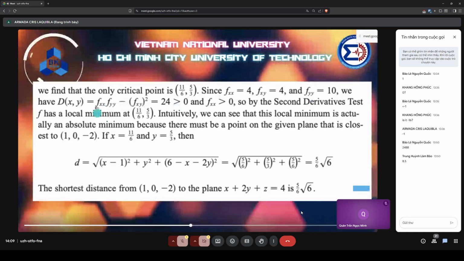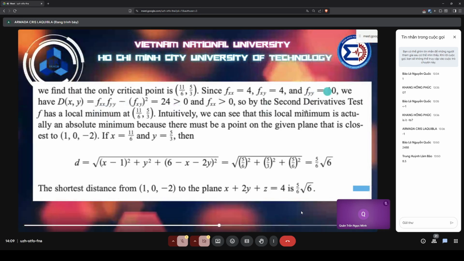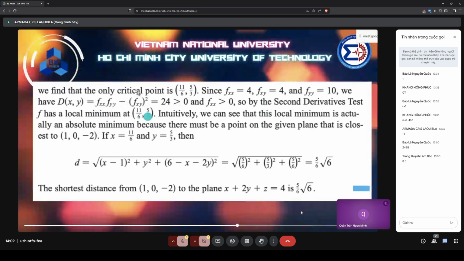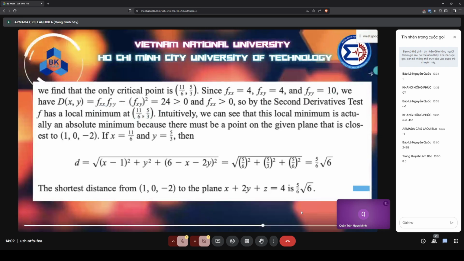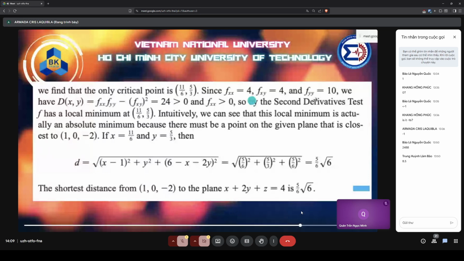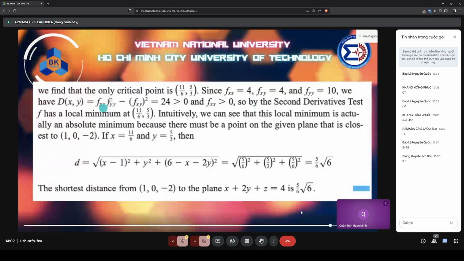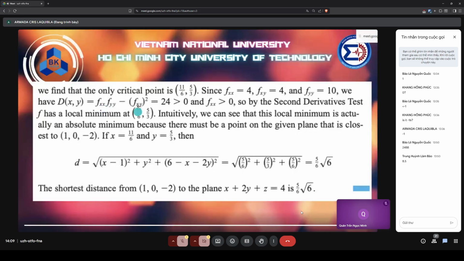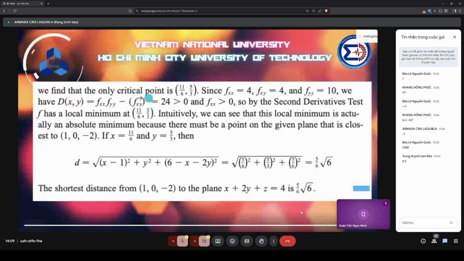fxx times fyy, so 4 times 4 minus 10 squared. I know, fxx is 4, sorry, fxx is 4, fyy is 10, so this becomes 40. 4 times 10, 40, minus your fxy is 4, square it, it's 16. So 40 minus 16, that is 24, so it's greater than 0.